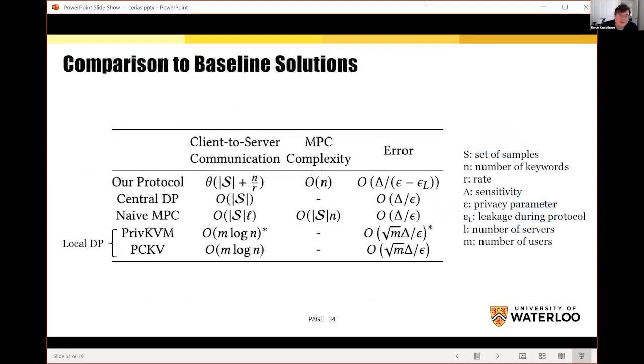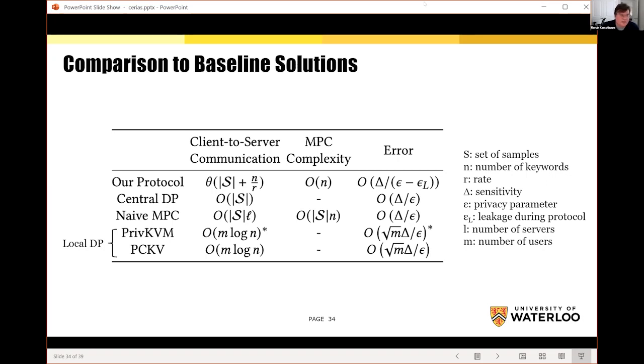So now we can compare this to other solutions. Our protocol has a communication of the number of samples, that is each sample sent by a user, plus the sum of the dummies that we need, which are, however, relatively small, a rate factor based on each keyword, so they are proportional to the keywords. Our MPC complexity is only O(n); we only need to compute for each keyword once. And our error is independent of the number of users.